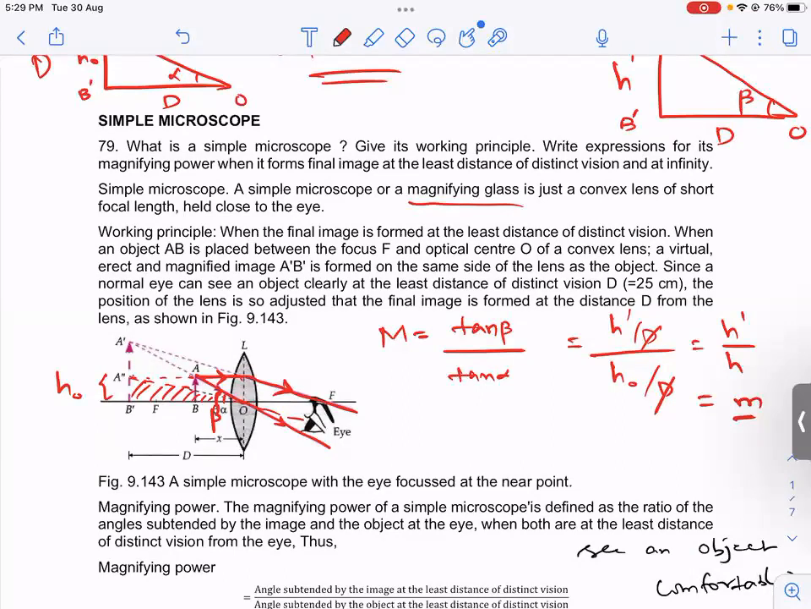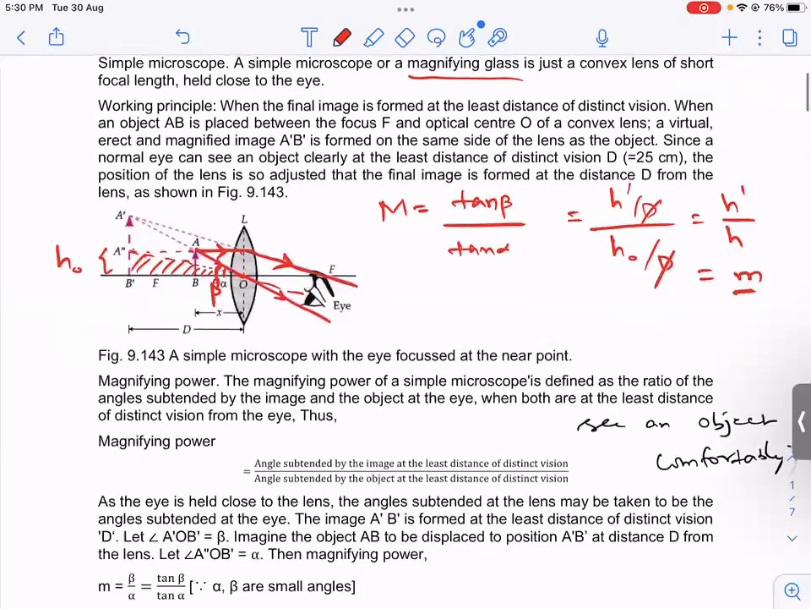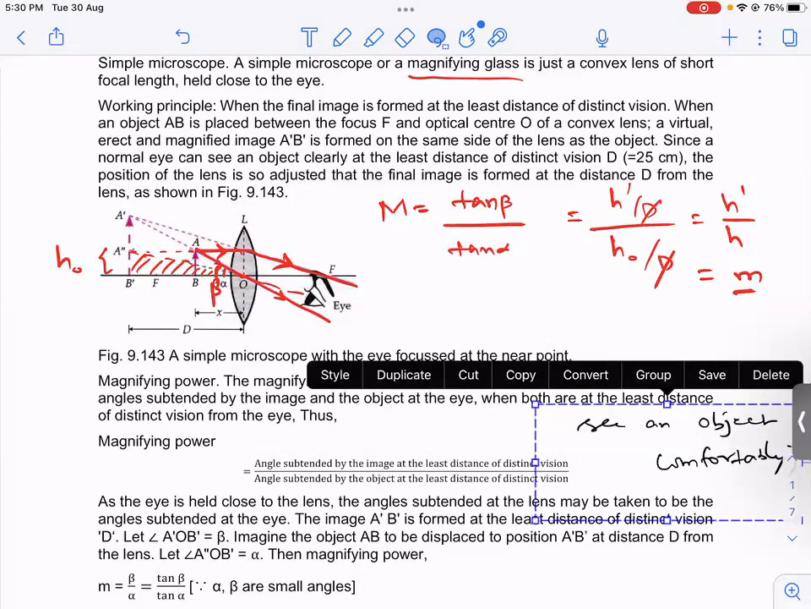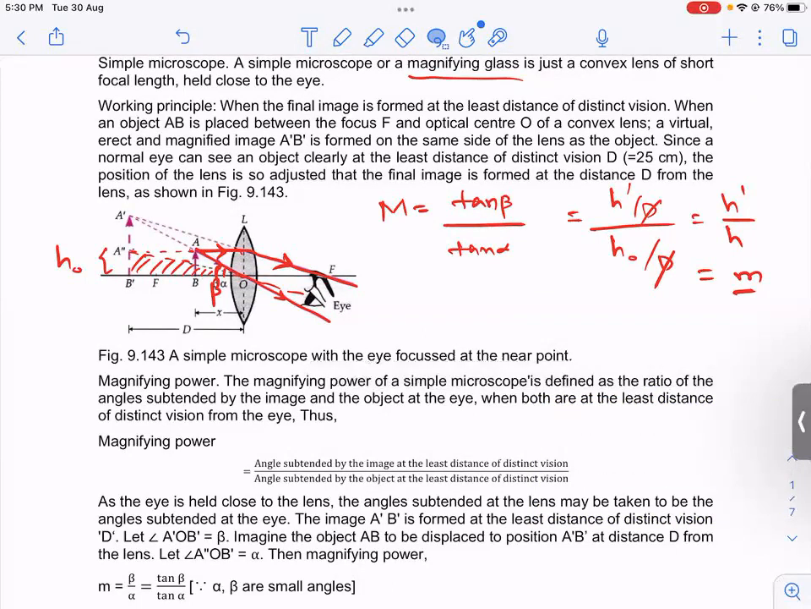Now, what did I tell you? For every optical instrument, our job is only one thing: find angular magnification. But since angular magnification is equal to the linear magnification, now I'll start applying the formula 1 by V minus 1 by U is equal to 1 by F, because it is a simple lens.